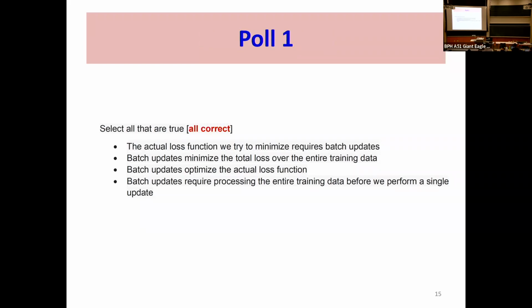Thank you. So the actual loss function that you're trying to minimize is the expected divergence, and the loss that we compute, which is the empirical risk, is just a proxy for it, which means you actually have to minimize the error at every training point. You need batch updates. Batch updates minimize the total loss over the entire training data, so they optimize the loss function, which is a proxy for the actual objective. And they require processing the entire training data before you perform a single update. So this is expensive.